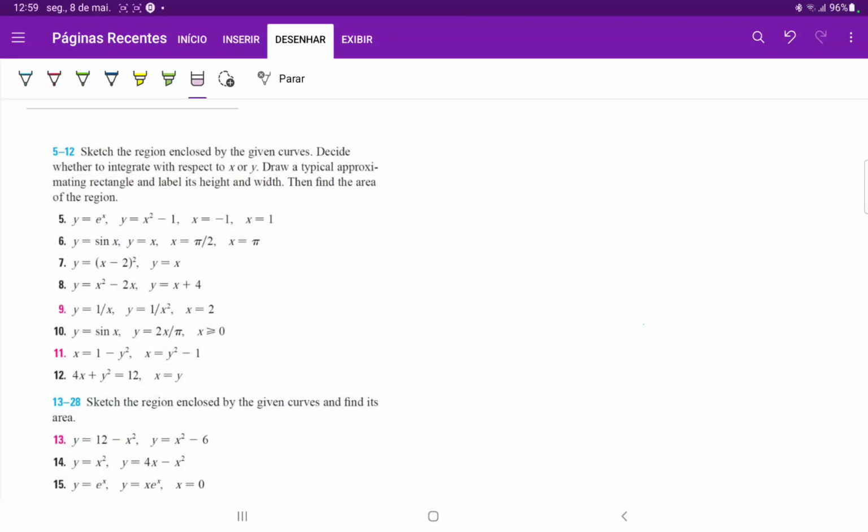Number 11, we have to draw the curves and then look at the area that's between them. So this one's a little bit trickier to draw, right? Because we do have this function over here. And to draw it, we kind of just have to reason out how it looks like. So we do have our regular parabola that goes like this, right?